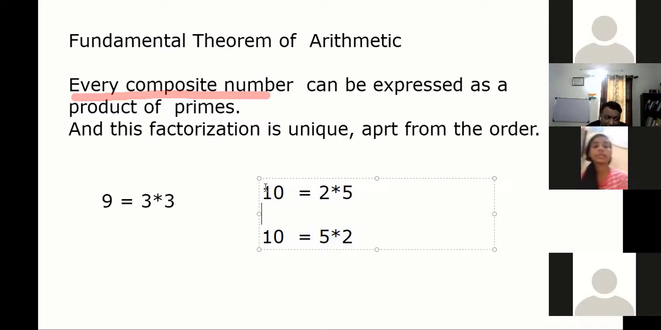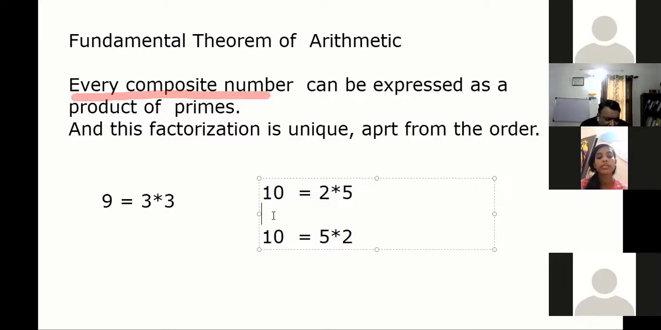But it says every composite number is a product of primes, and this factorization is unique. Meaning it will not happen that you can multiply some other numbers and get 10. It is a unique combination of 2 and 5. You cannot say 3 into something is also 10. So only one unique combination will be there. Clear, Dhruv? Everybody else? Karthik?